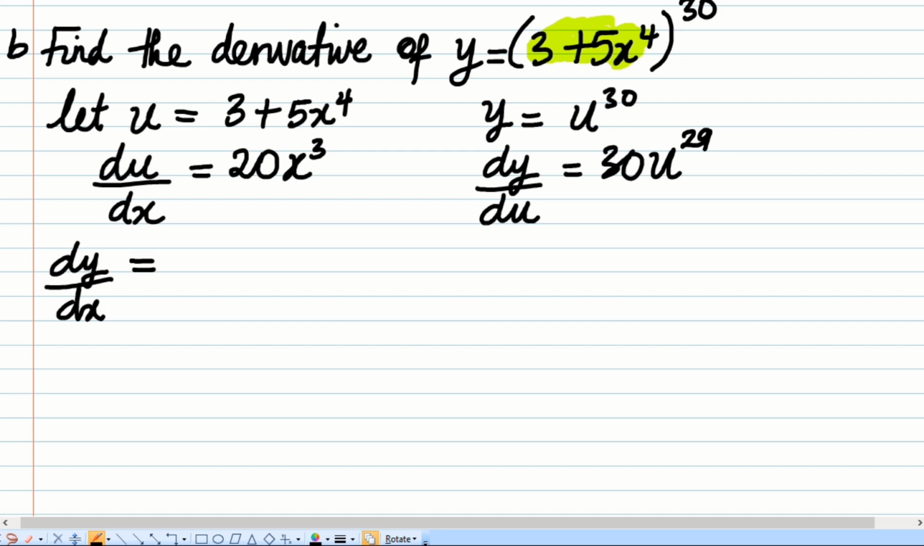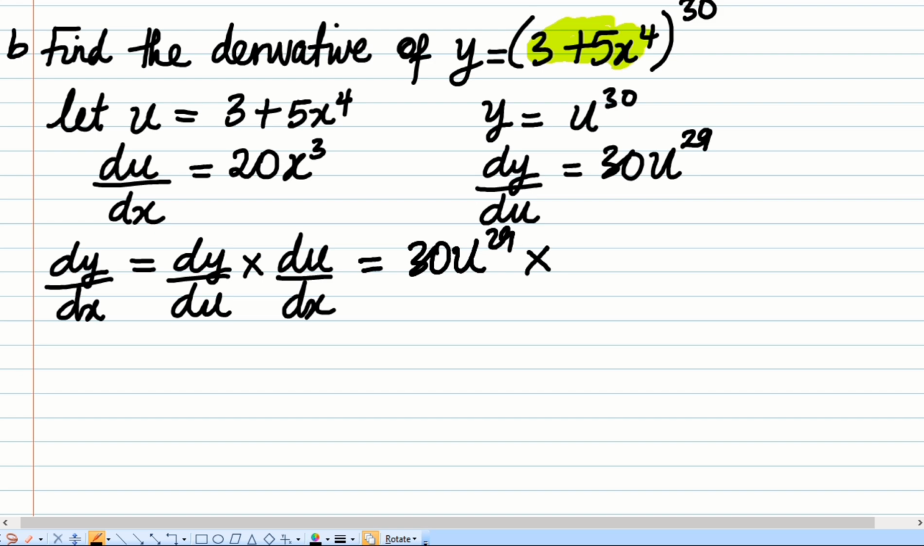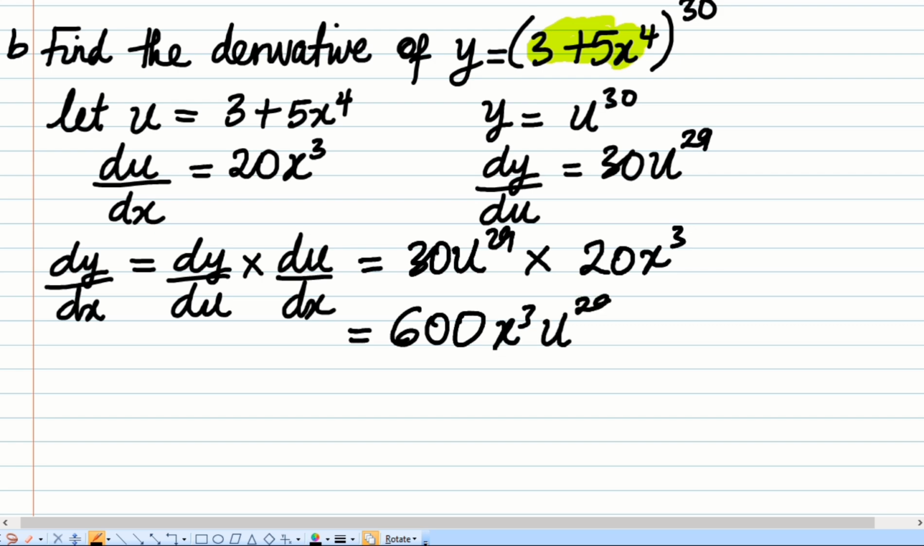So dy on dx is clearly dy on du multiplied by du on dx, because if du cancels du, we just have dy dx yet again. So this is going to be equal to, what is dy on du? Dy on du is 30u raised to power 29 multiplied by, what is du on dx? That's 20x cube. All right, this is what we have. So if you multiply, what are you going to get? 3 times 2 is 6. Add the 2 zeros. So we have 600 x cube u raised to power 29.